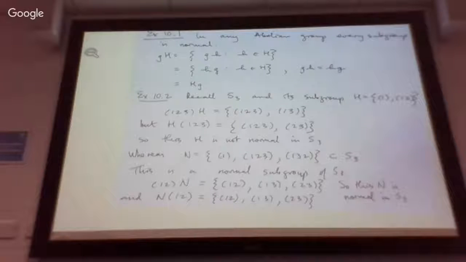Okay, any questions about those examples? Okay. So there are lots more examples to explore. We'll encounter some more of them as we go through the chapter.